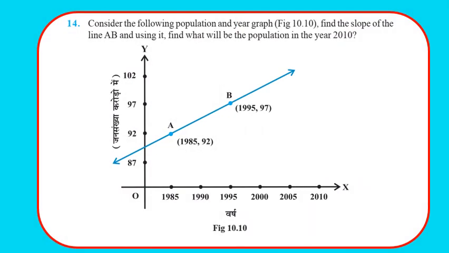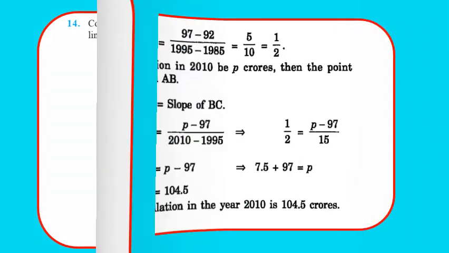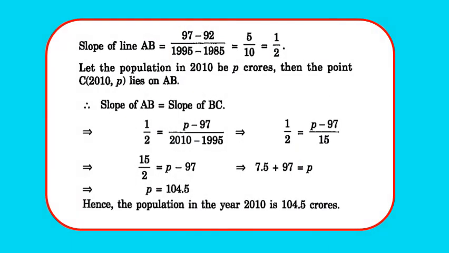Moving to question 14. Consider the following population and year graph. Find the slope of the line AB, and using it find what will be the population in the year 2010. The graph is given. So slope of the line is equal to what? y2 minus y1 upon x2 minus x1. So slope of AB is 97 minus 92 upon 1995 minus 1985, which is equal to 5 by 10, that is half.